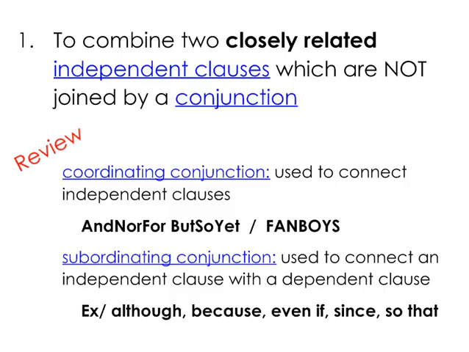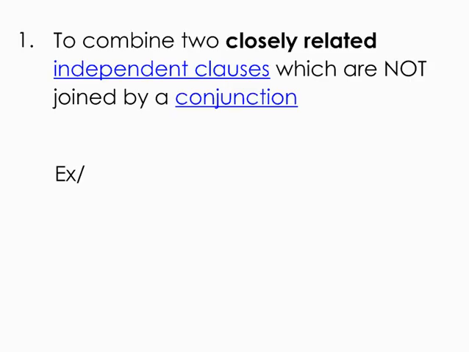Subordinating conjunctions connect independent clauses with dependent clauses. Those are words like although, because, even if, and so on. Let's look at an example of 2 closely related independent clauses that we could join with a semicolon.